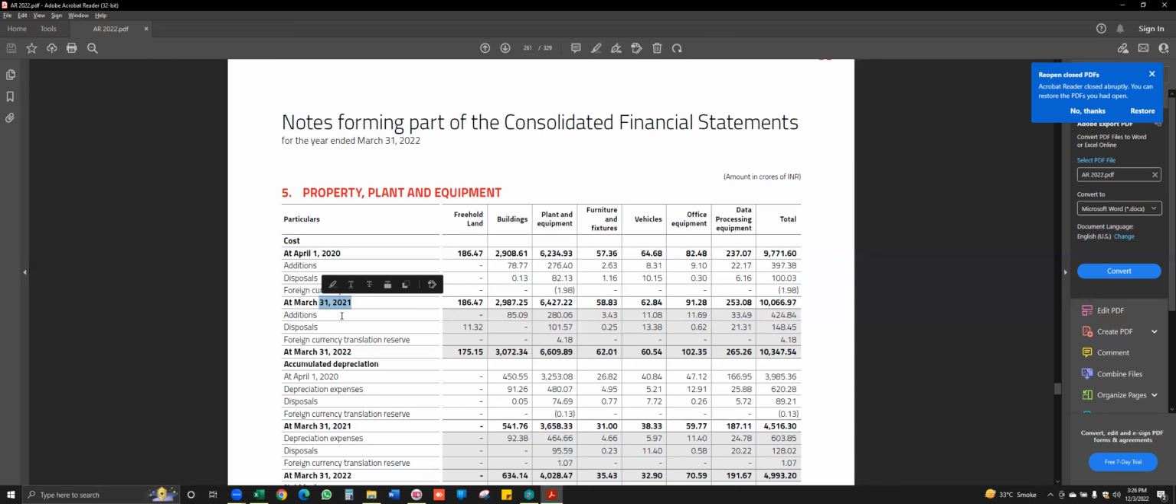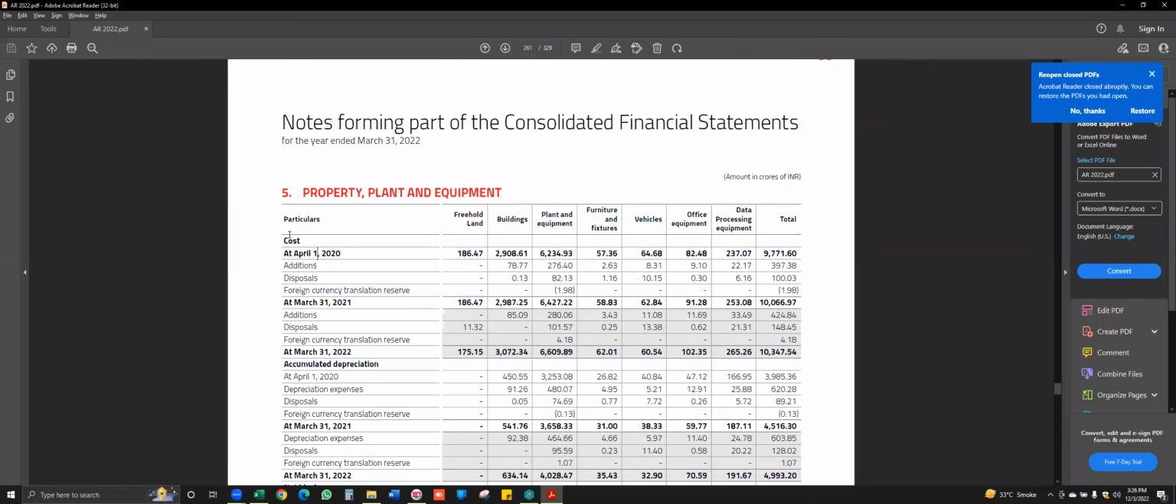March 31, 2021. It should be the closing amount or the opening amount. Opening amount for which year? It will be the opening as of March. The balance sheet is made as of March 2021, so this is the closing figure for 2021.